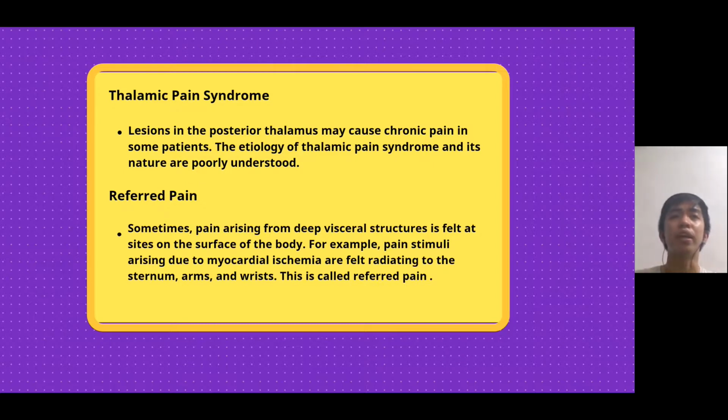Next is referred pain. Referred pain, sometimes pain arising from the deep visceral structures, is felt at sites on the surface of the body. For example, pain stimuli arising due to myocardial ischemia are felt radiating to the sternum, arms, and wrist. This is called referred pain.